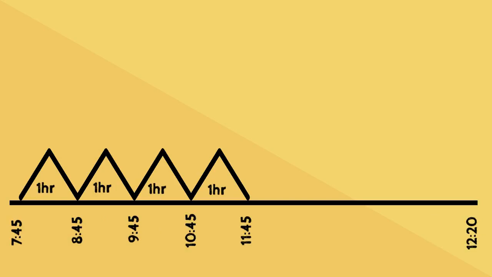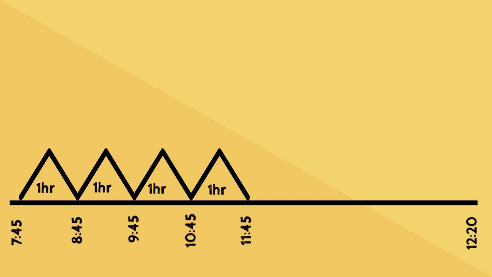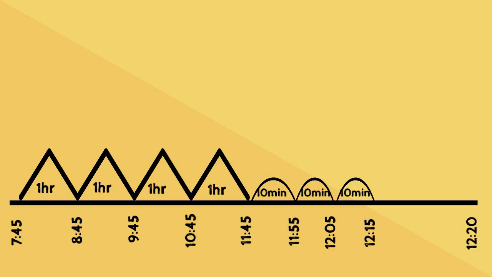1 hour past 7:45 is 8:45, the second hour is 9:45, the third hour is 10:45, and the fourth hour is 11:45. Now I'm very close to 12:20, so I'm going to start with 10 minutes. 10 minutes past 11:45 is 11:55, another 10 minutes is 12:05, and another 10 minutes is 12:15. Then I'm very, very close to 12:20. I'm going to start by counting 1 minute.